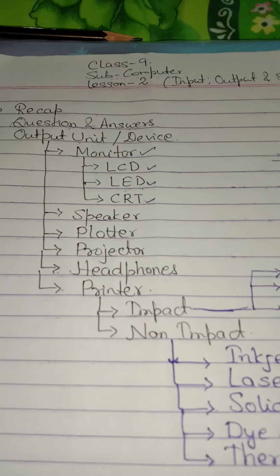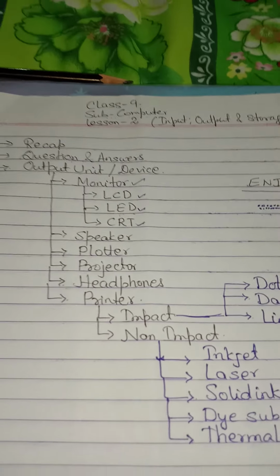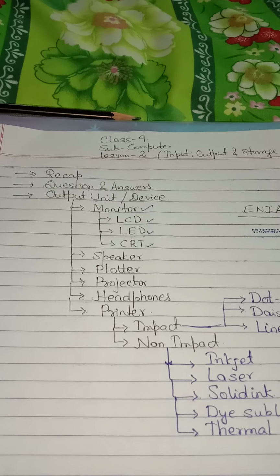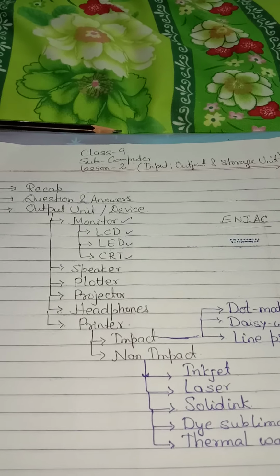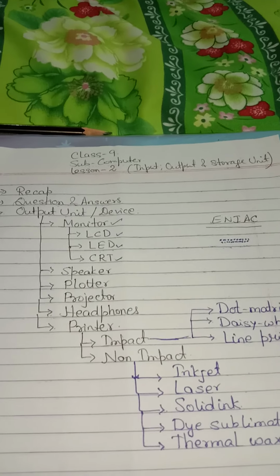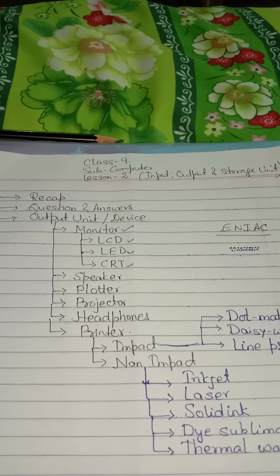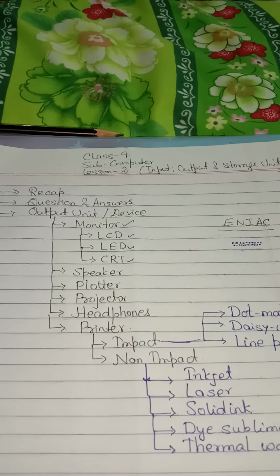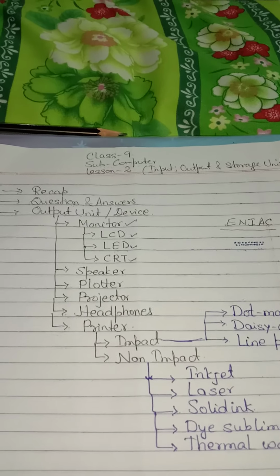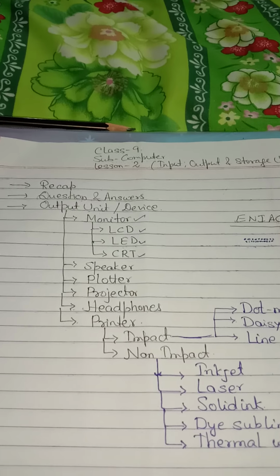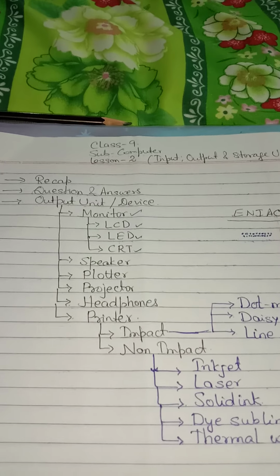The next topic that we are going to discuss is projector. Projector is generally used to produce the computer output on a big screen. Whenever we want the computer output on a big screen, we use projector. It is mostly used in the meeting rooms or in classrooms to give presentations, etc.